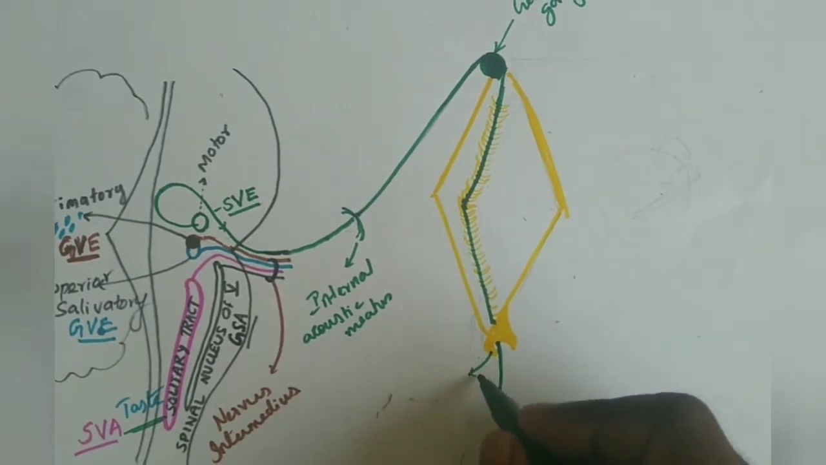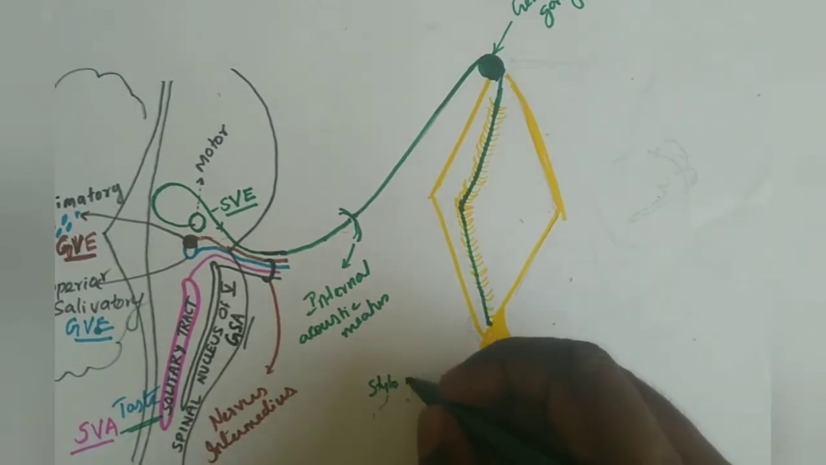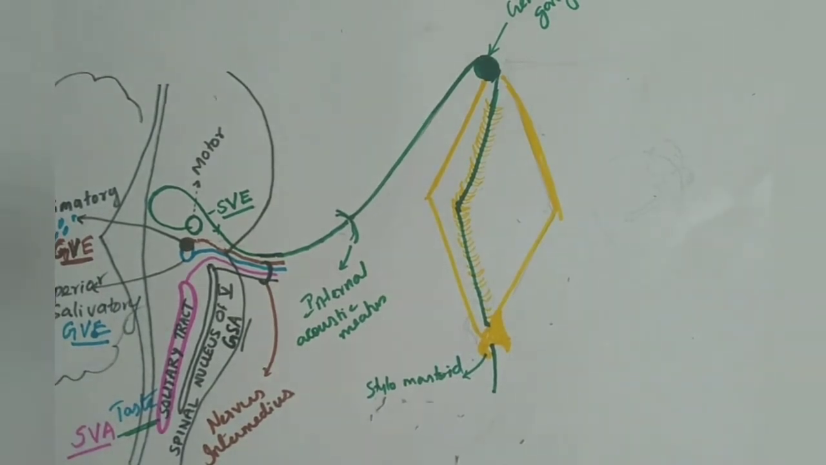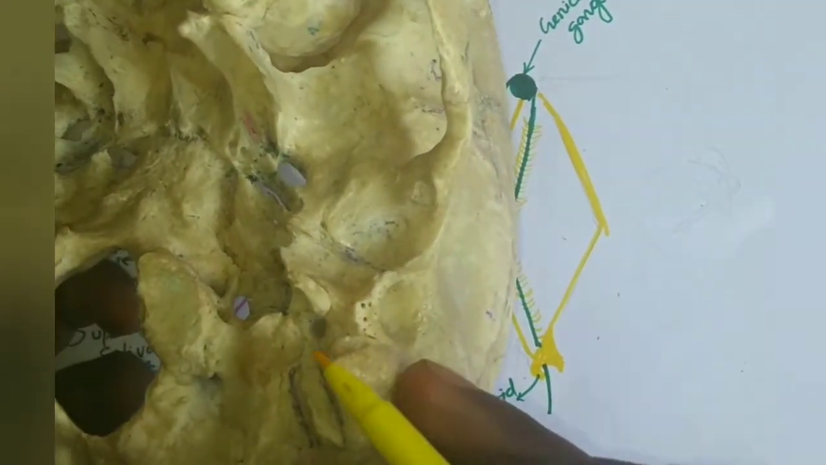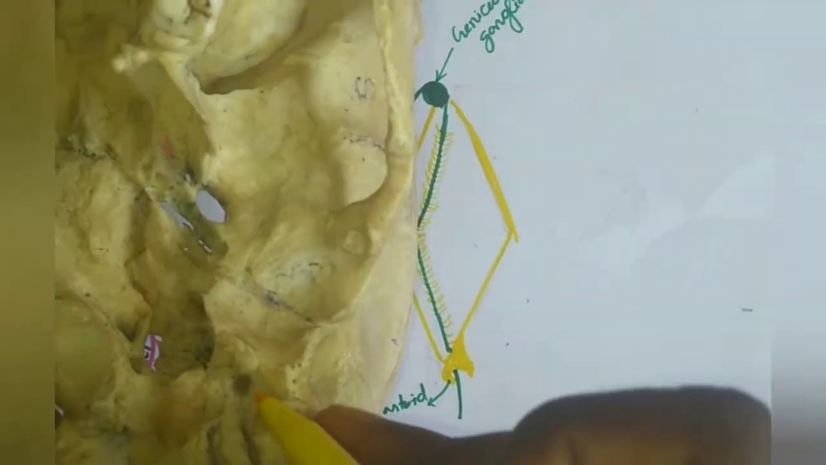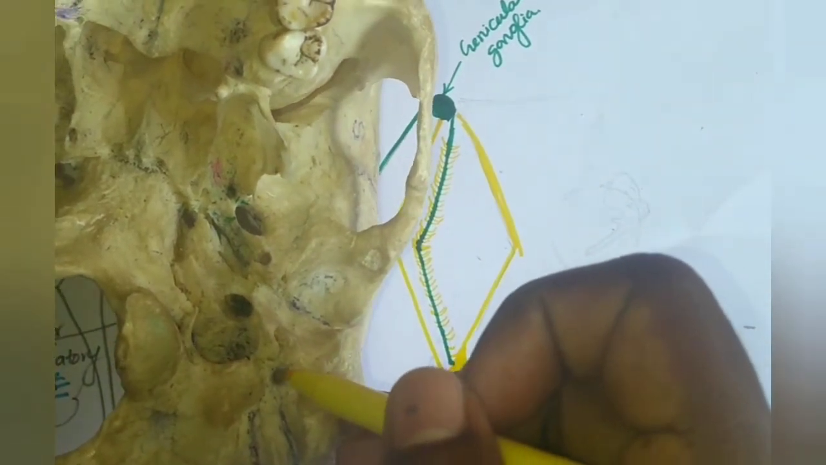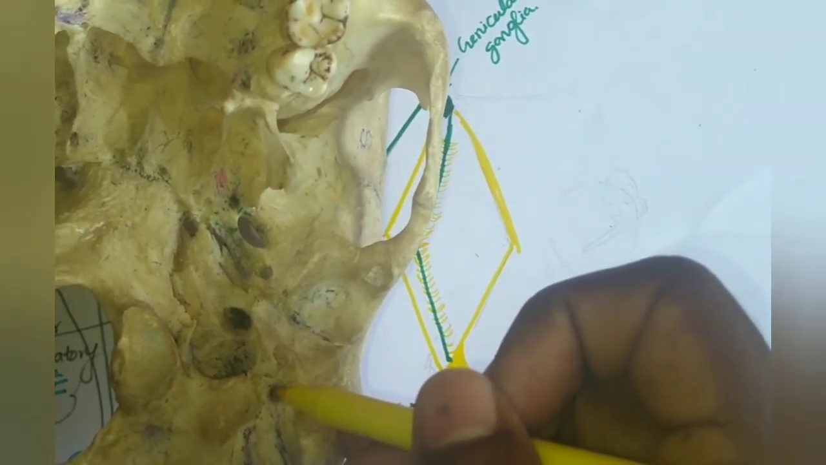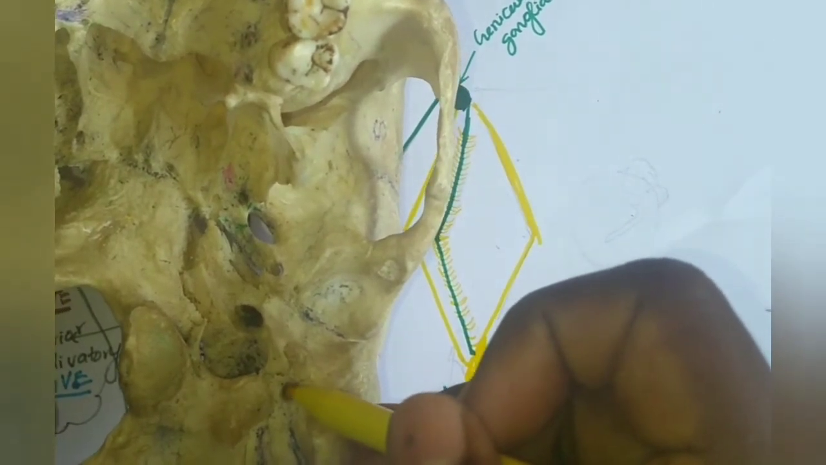This is the stylomastoid foramen. If you see the base of the skull, this is the mastoid process, and this is the styloid process. Between that, we have a small foramen here. This is the stylomastoid foramen, through which only the extracranial part of the facial nerve will be leaving the cranial fossa.